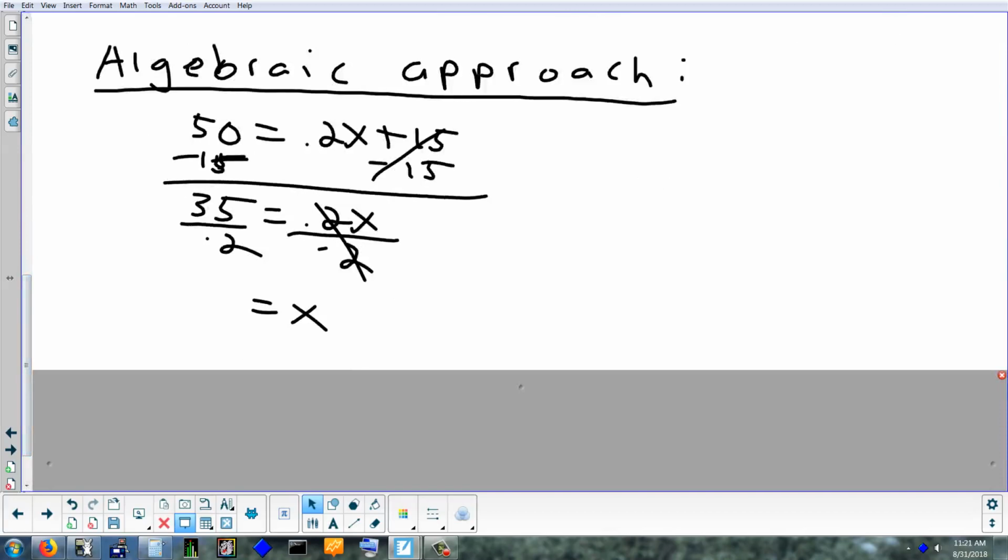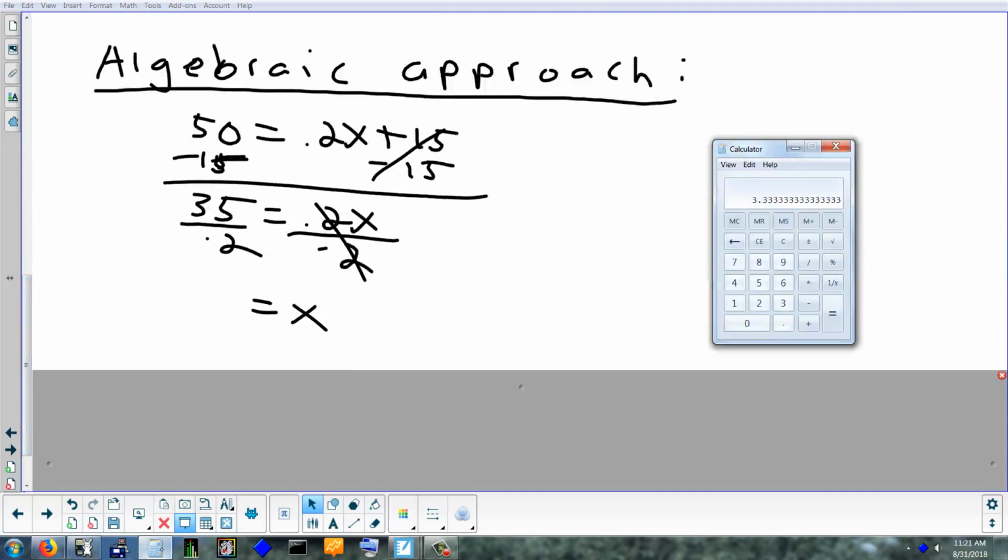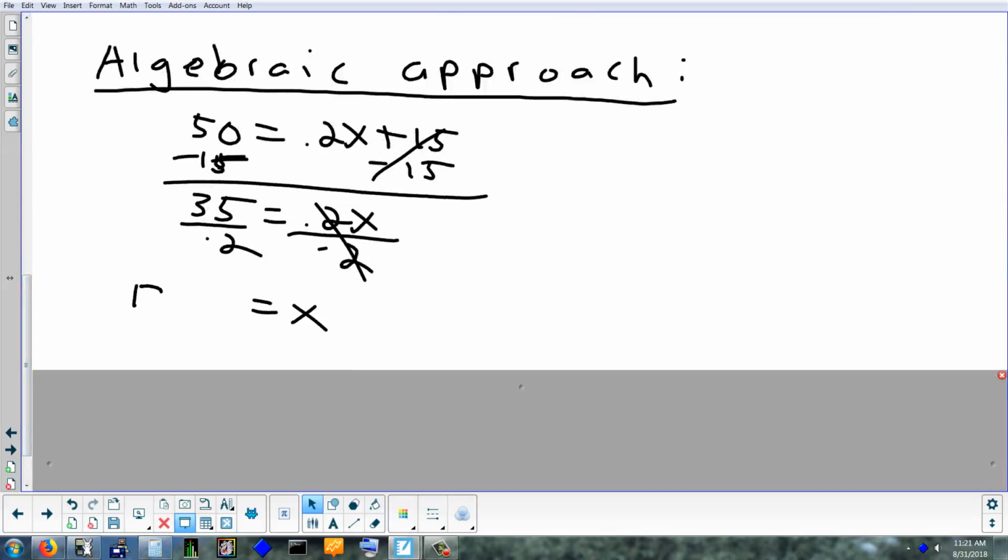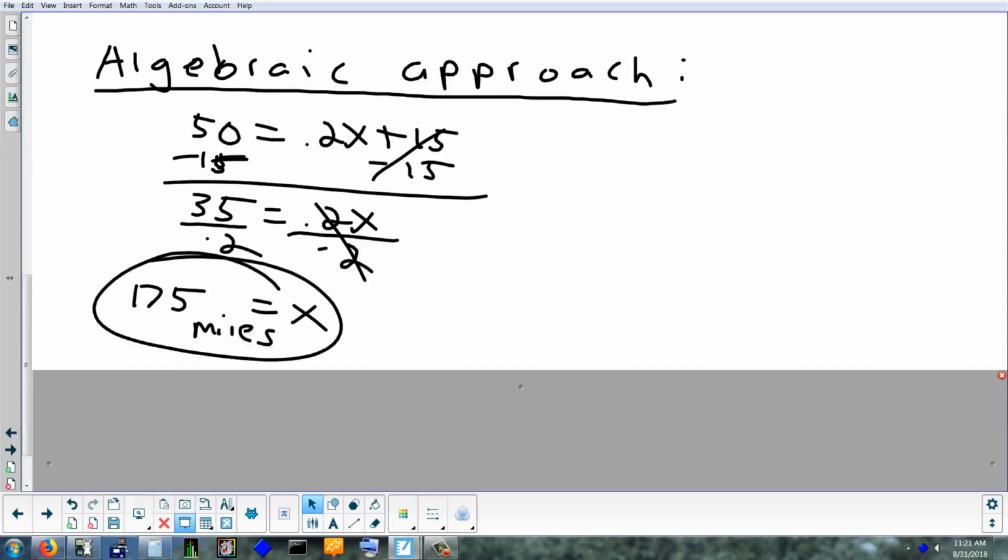0.2 is a fifth, so it's really like multiplying 35 times 5. That's going to come out to 175. And what is that again? 175 miles, not dollars. You drove 175 miles. So that's an algebraic way to do it. Not that bad. Pretty straightforward.